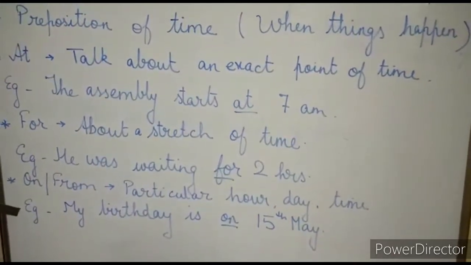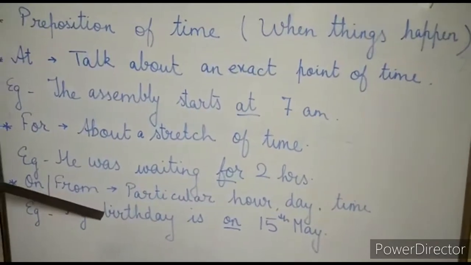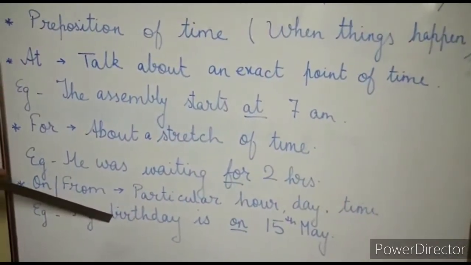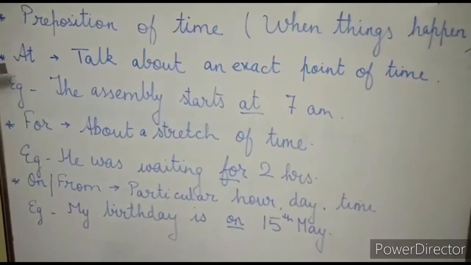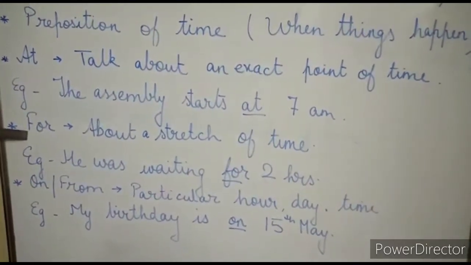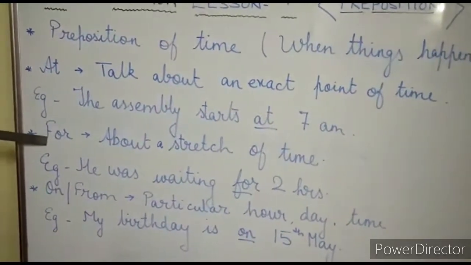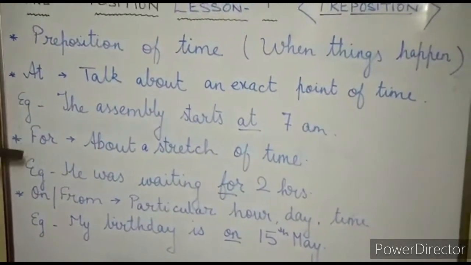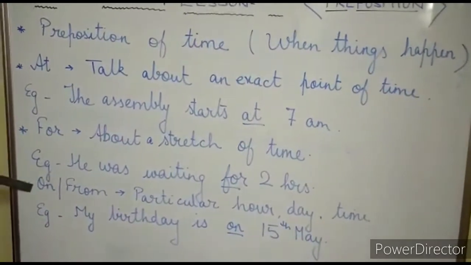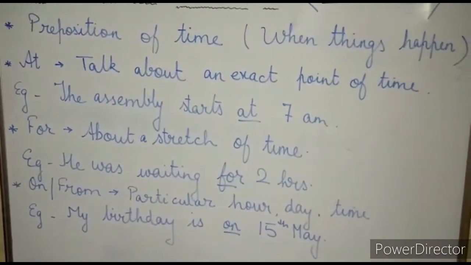For example, my birthday is on 15th May. So it is telling an exact date. So I'm repeating once again. At talks about an exact point of time. For tells us the length of time or the stretch of time. And on or from tells us a particular hour, day or time.